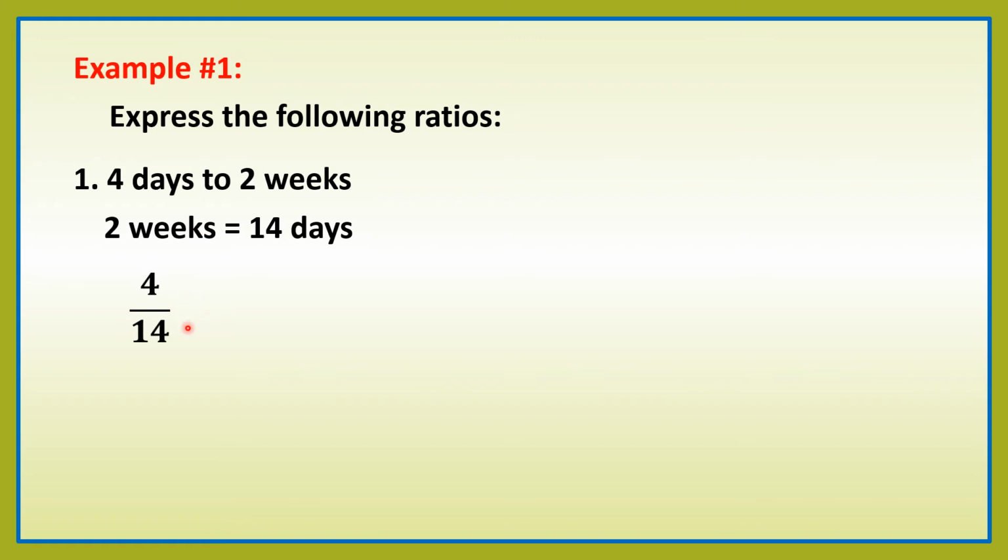Pwede pa nating i-simplify ang 4 over 14 by dividing the numerator and denominator by 2. Kasi divisible by 2 sila. And then, the answer is 2 over 7.